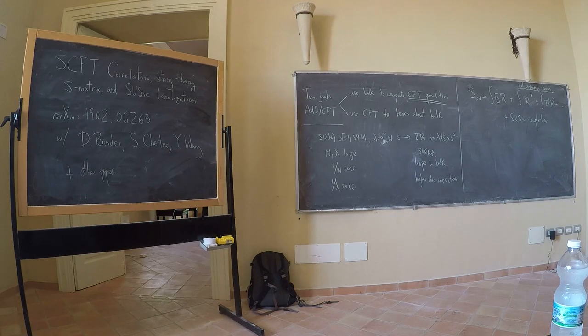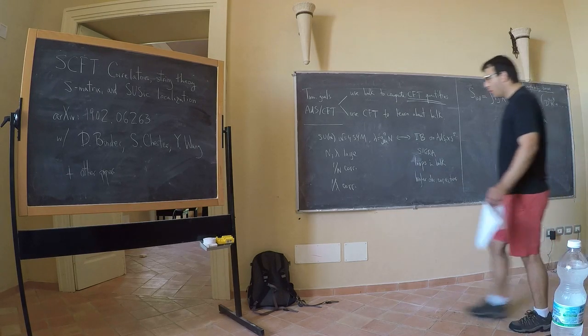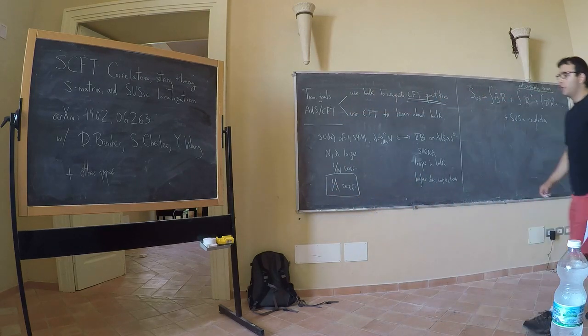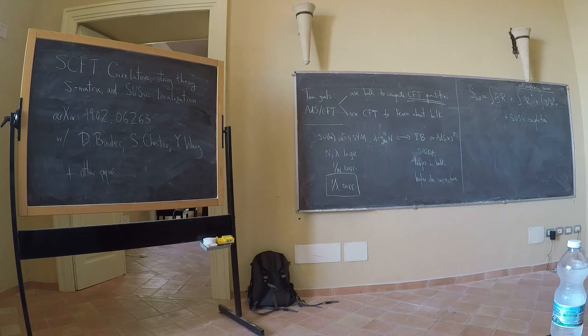So the topic of this talk would be the 1 over lambda corrections. I'm not going to be talking much about the 1 over N corrections.